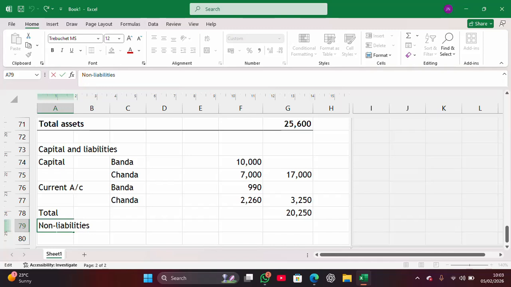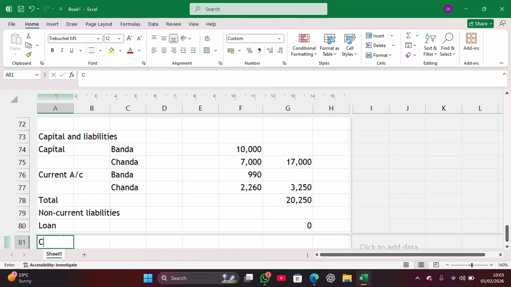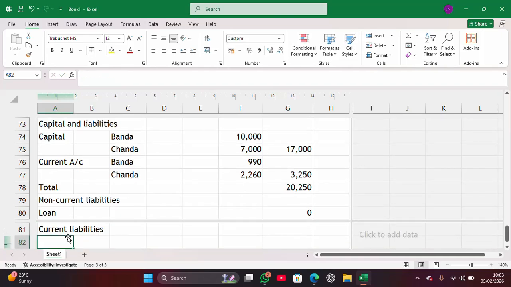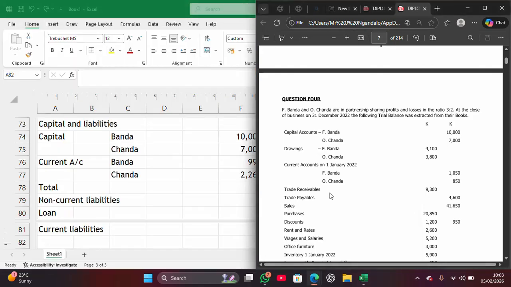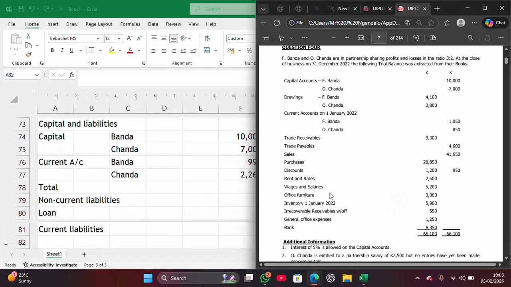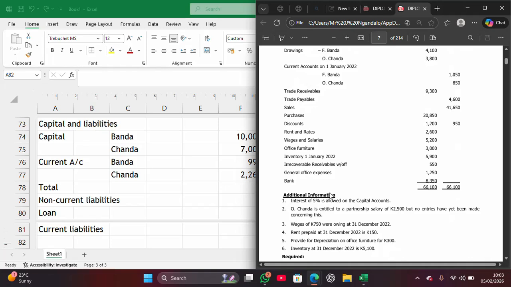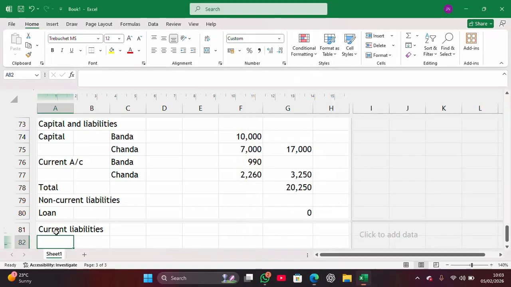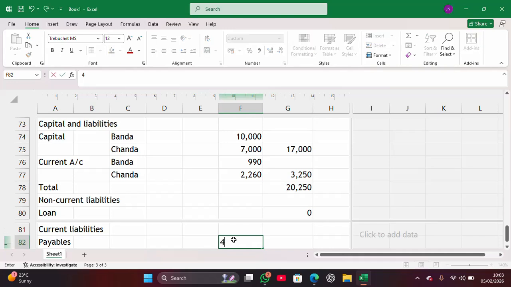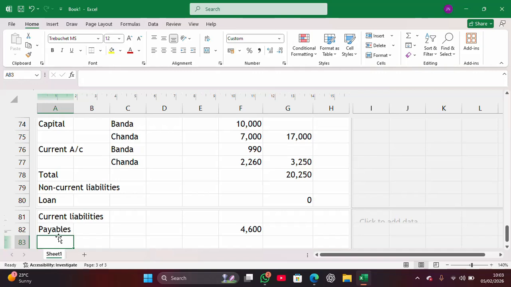Okay, sir. So non-current liabilities. Was there any loan? There was nothing. We never saw any loan, isn't it? Only payables. Current liabilities, isn't it? Yes. For current liabilities, you don't only have payables, I think you also have got accruals. You remember accruals? Oh, yes, for wages. So payables, we said how much? 4.6. And then accruals, 750.